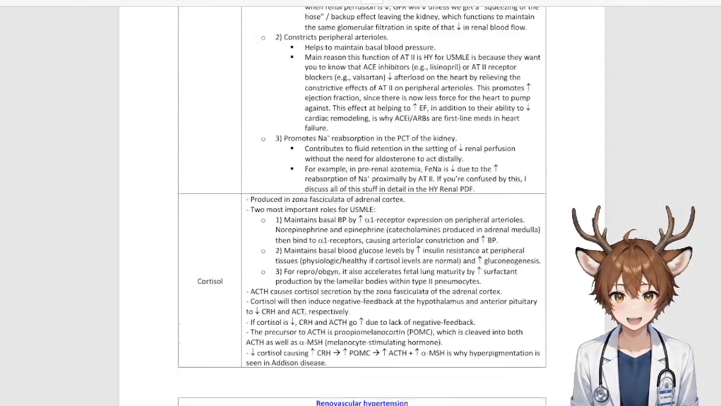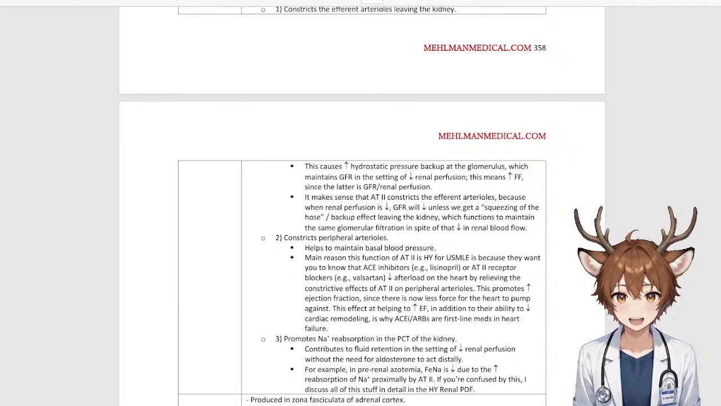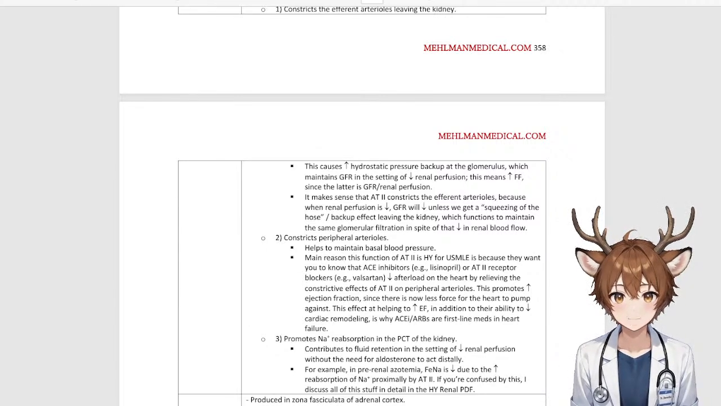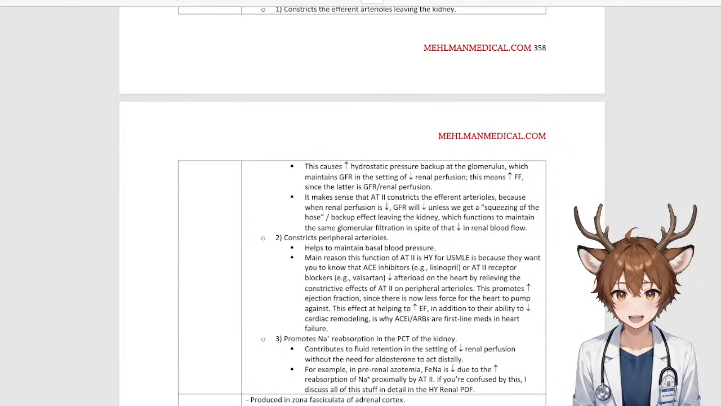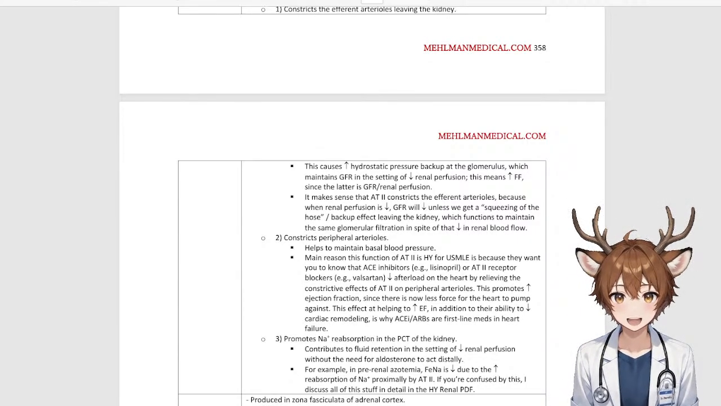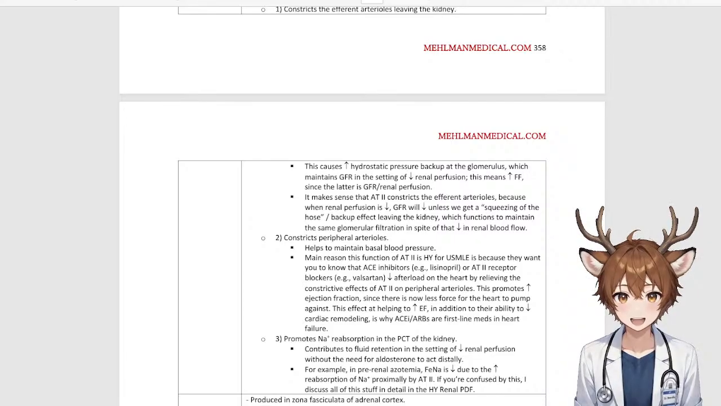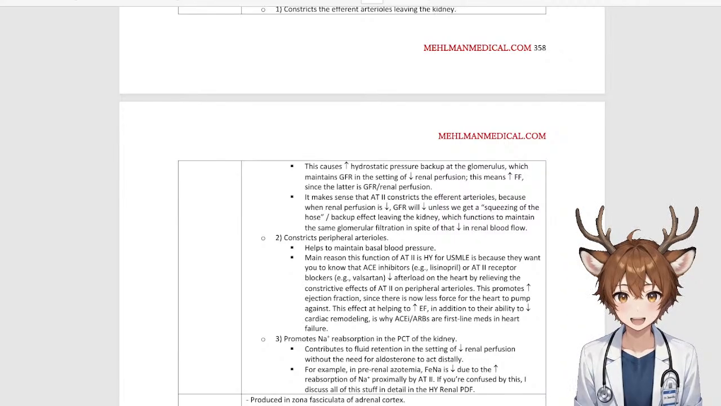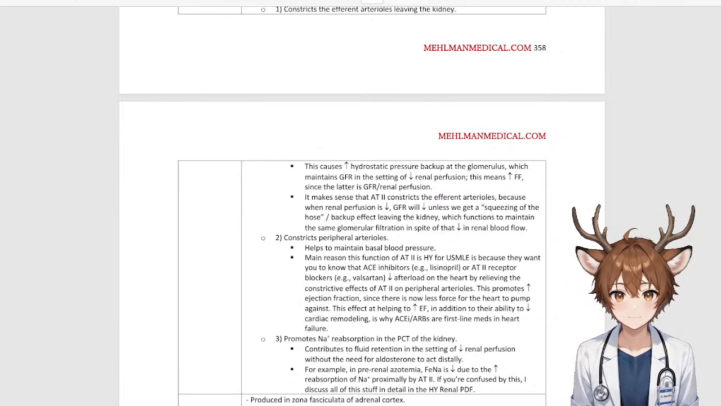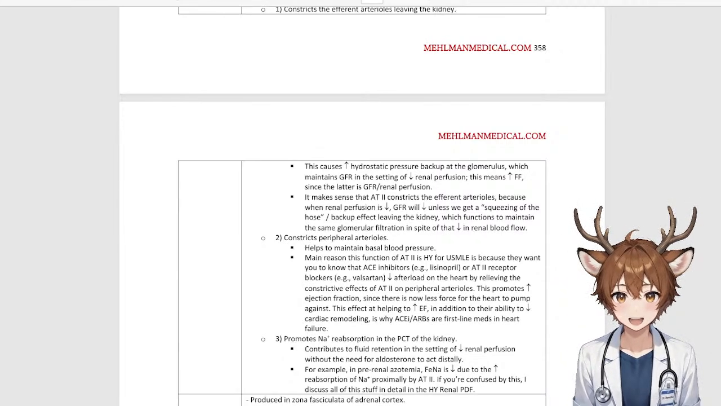3. This is the third thing that angiotensin II does, which is promote sodium reabsorption in the proximal convoluted tubule of the kidney. It contributes to fluid retention in the setting of decreased renal perfusion without the need for aldosterone to act distally. For example, in pre-renal azotemia, urine sodium is decreased due to the increased reabsorption of sodium proximally by angiotensin II. If you're confused by this, I discuss all of this in detail in my high-yield renal PDF.